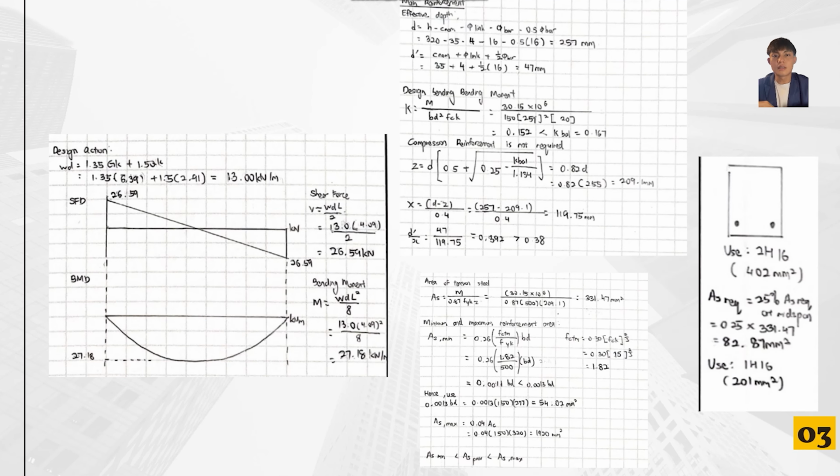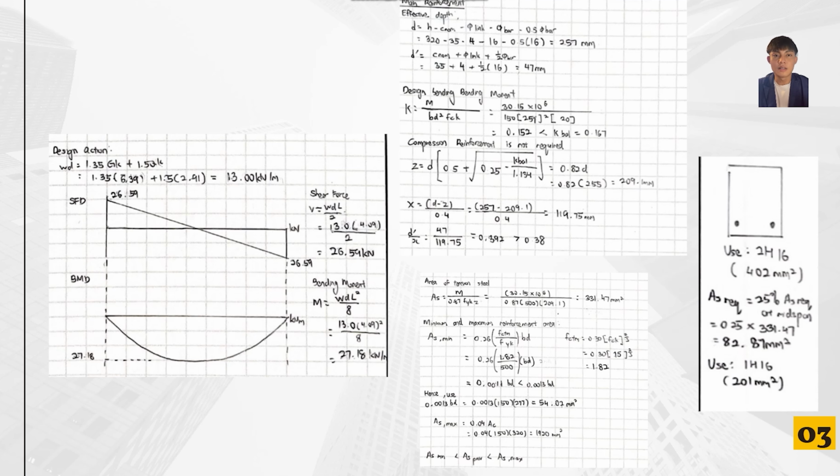Now moving on to the second step, we need to apply the Wd with 1.35 Gk plus 1.5 Qk. So there is the design action we need to know, and there is the shear force diagram and the bending moment diagram. After that, we need to calculate the main parameters, which are the effective depth d and the design bending moment K. After we calculate, the design bending moment is smaller than K balance, so we can conclude that compression reinforcement is not required.